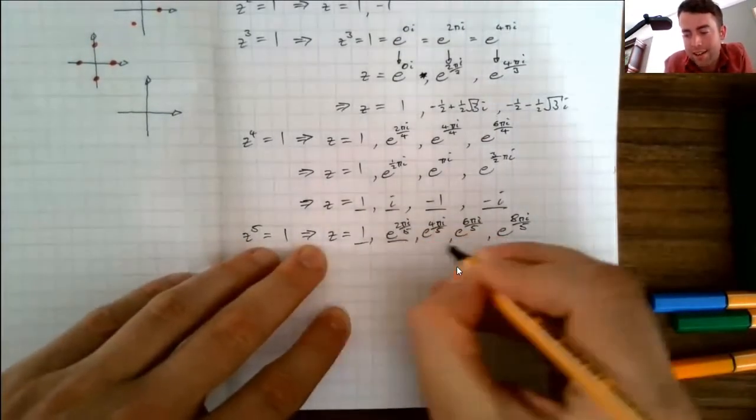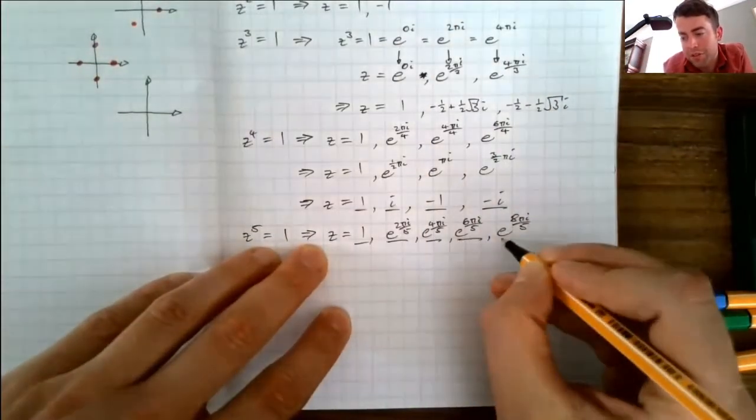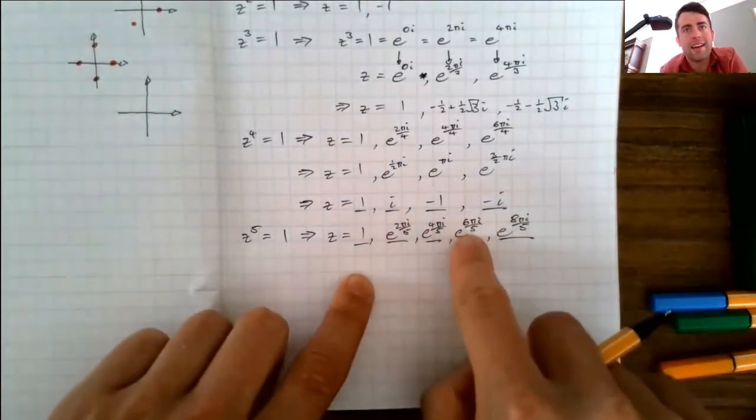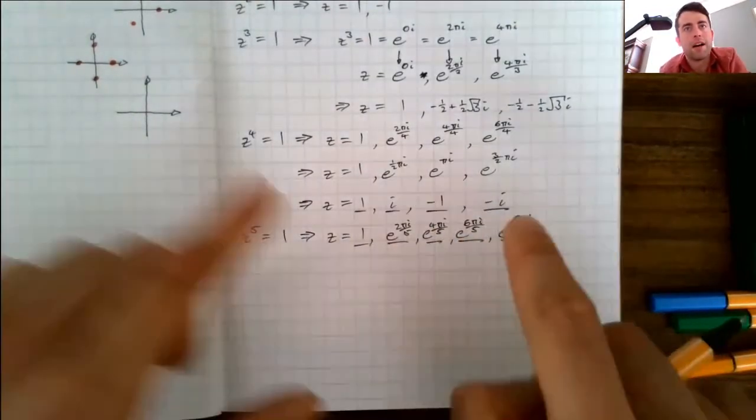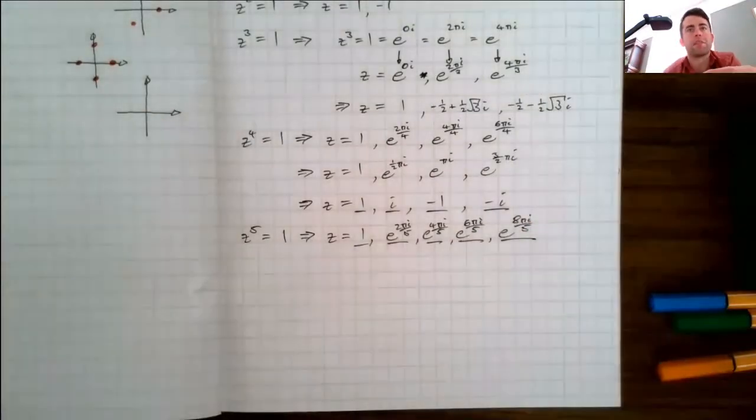These are the 5th roots of unity. And none of these fractions cancel here. 5's a prime number. There's no nicer way of writing them. We can just write them like that. Those there are the 5th roots of unity.